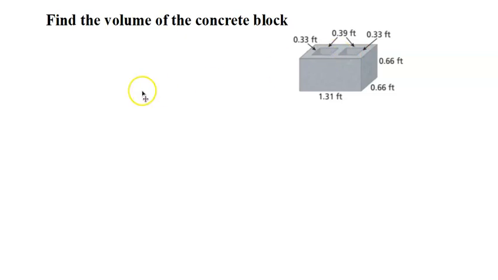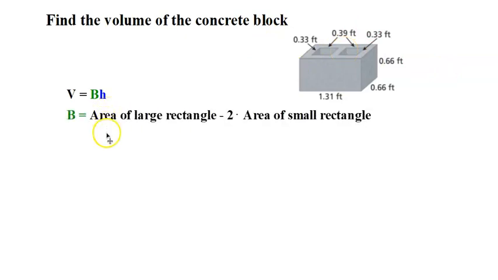Except the formula, if you'll remember, is base times height. So what I can do is just find the area of this base right here and then multiply it by the height and just get the volume of the entire thing once. Okay? So let's do that. So the area of the base will be the area of the large rectangle minus these two smaller rectangles. Right? And notice these two are the same, 0.33 times 0.39. All right, so there we go.